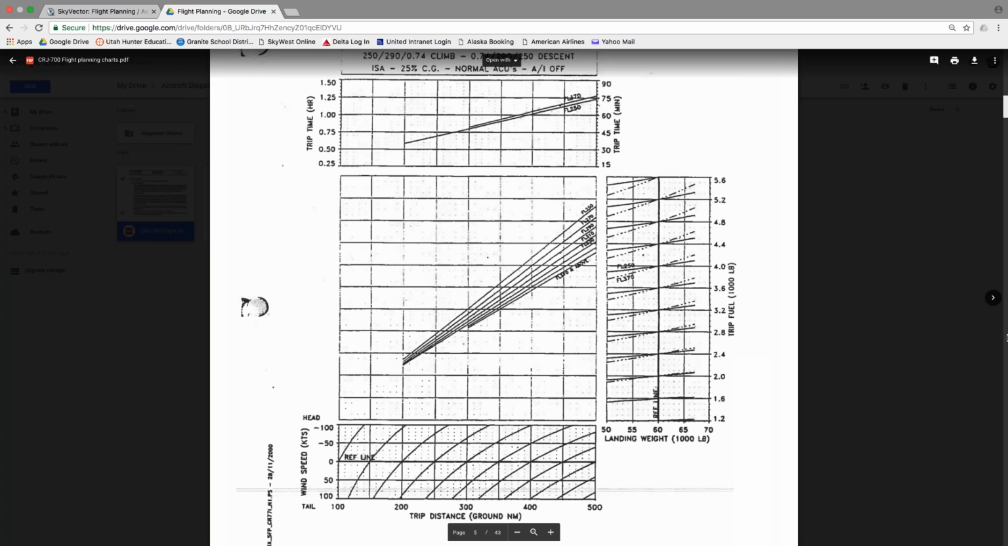From here, we'll follow it straight over to the reference line for our landing weight. Follow to that reference line, straight to it, okay? From this reference line, we do need our landing weight. So, what is our landing weight? Anybody have that?